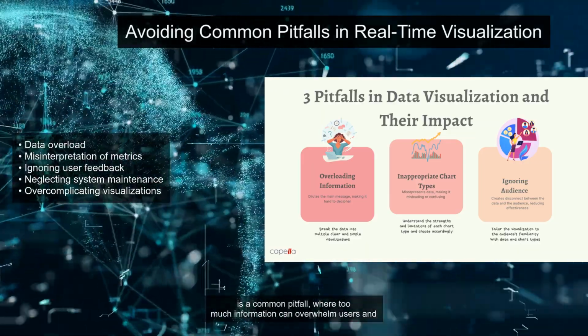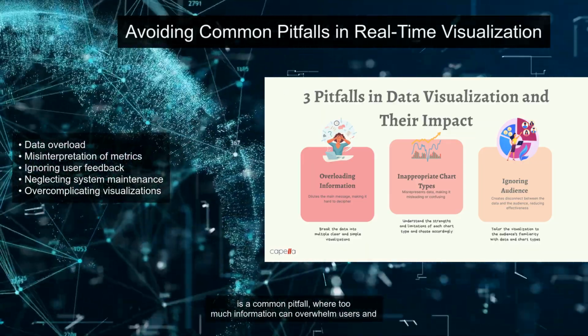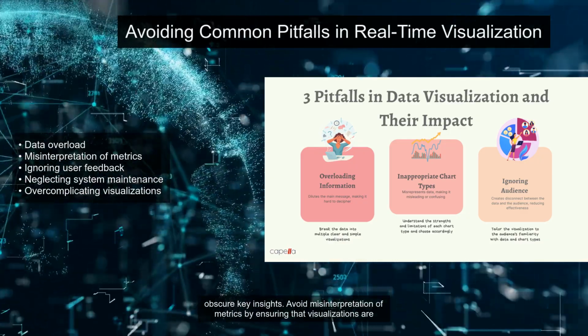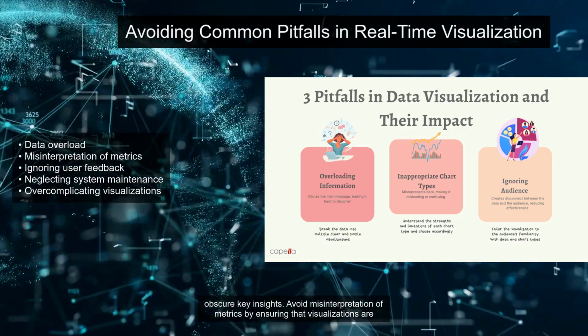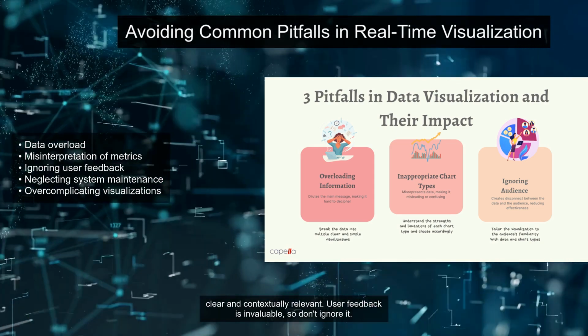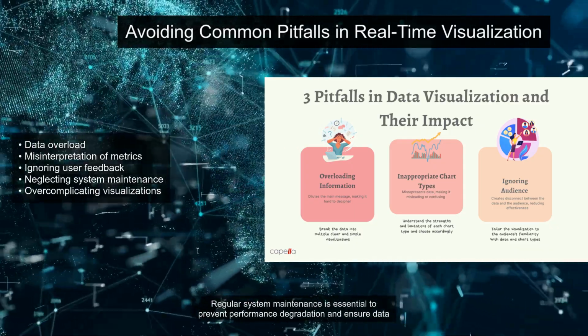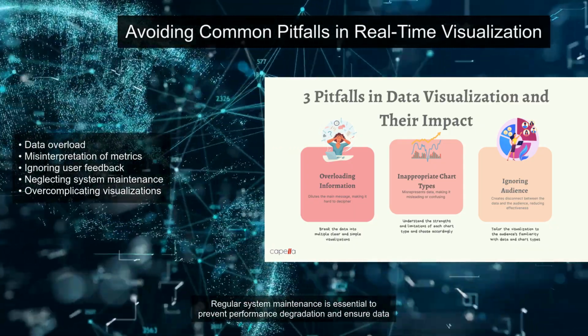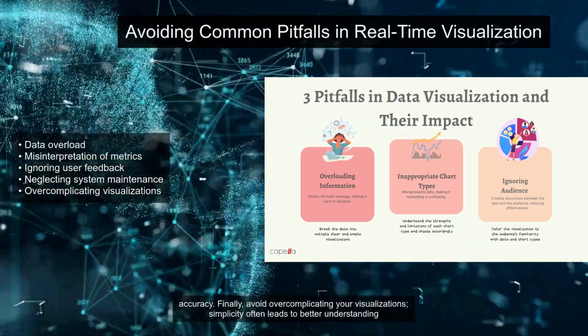Data overload is a common pitfall, where too much information can overwhelm users and obscure key insights. Avoid misinterpretation of metrics by ensuring that visualizations are clear and contextually relevant. User feedback is invaluable, so don't ignore it. Regular system maintenance is essential to prevent performance degradation and ensure data accuracy.